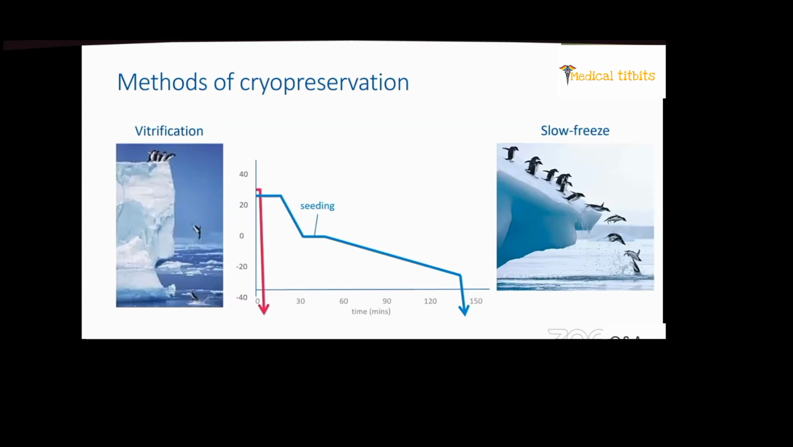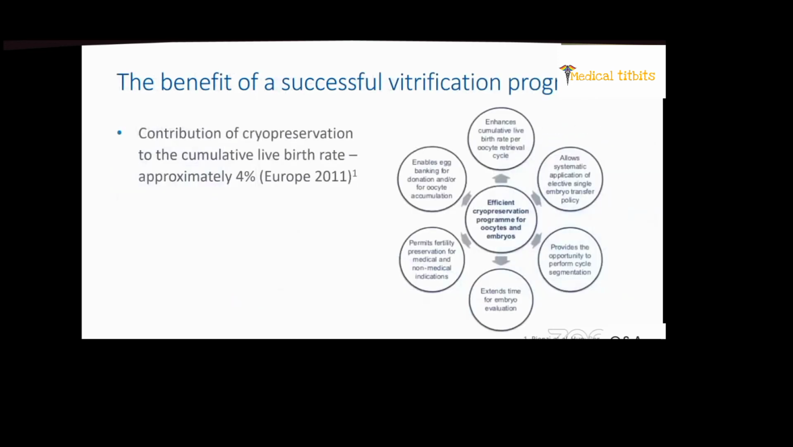Although these two methods differ, they allow us to achieve high rates of cell survival and viability. Cleavage stage embryos can be cryopreserved with similar outcomes using either slow freezing or vitrification, but for oocytes and blastocysts, vitrification seems to be the preferred technique. Laura Rienzi and colleagues showed that the contribution of cryopreservation to the cumulative live birth rate in Europe in 2011 was around 4%. We can assume that this figure has increased in recent years because of PGT and freeze-all cycles.